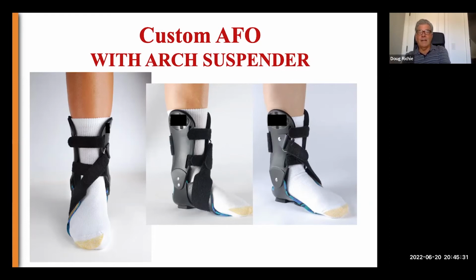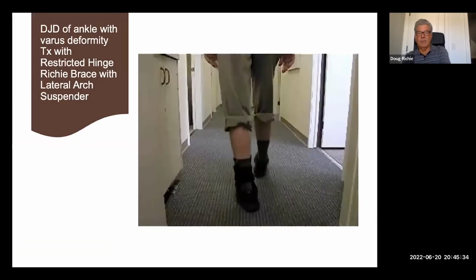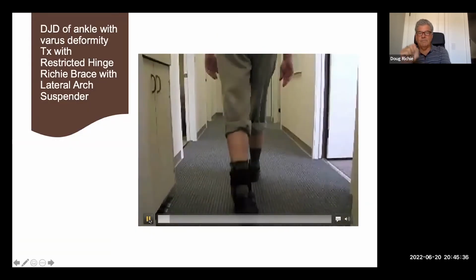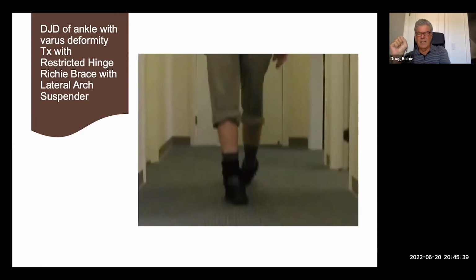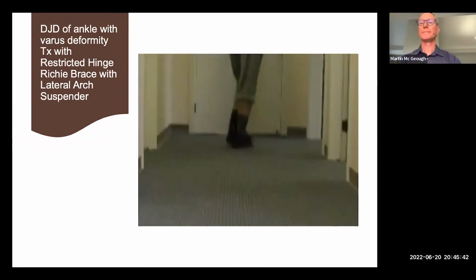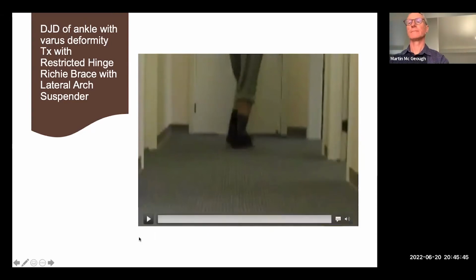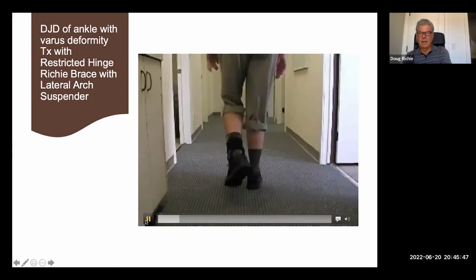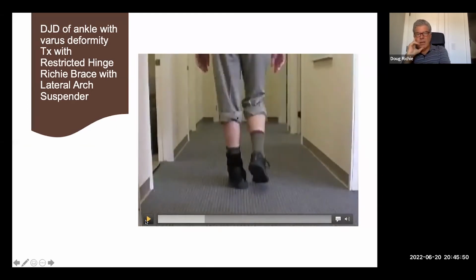So knowing that, I applied the lateral arch suspender to the Richie Brace and decompressed his ankle joint. Now he still looks like he has a varus deformity because it's a fixed deformity in his ankle, but he has no pain. I've decompressed his ankle just to the point, a few millimeters, where he doesn't have pain. So we go by subjective feedback. If he didn't have relief of pain, I would continue to wedge the foot plate of the Richie Brace more into valgus, but I didn't need to because he had profound pain relief right away.